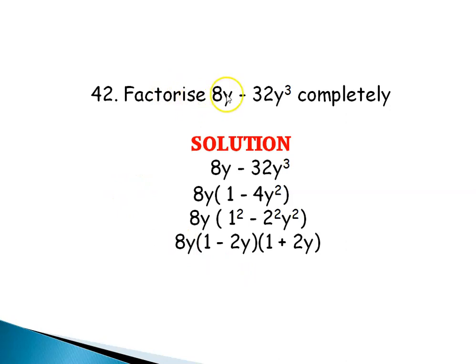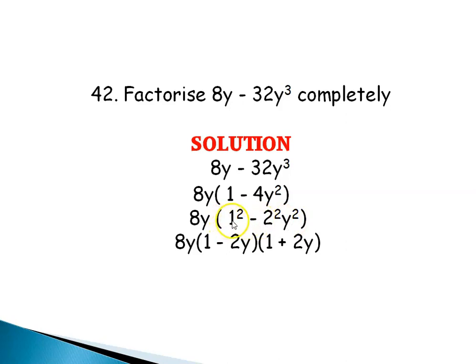Question 42. Factorize 8y minus 32y raised to power 3 completely. So what is common to these two terms? You have 8y. 8y divided by 8y is 1. 32y raised to power 3 divided by 8y is 4y squared. Okay, but if you look at 1 minus 4y squared, this can be factorized further, isn't it? This is the same thing as saying 1 squared, 4 is the same thing as saying 2 squared, and then you have y squared. So we can use our difference of two squares to solve this.